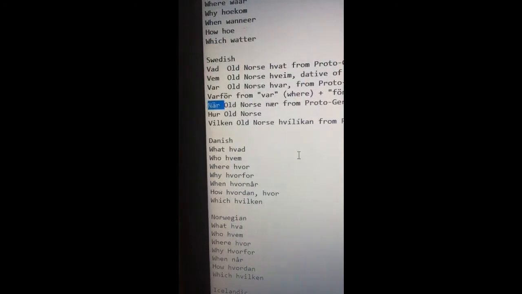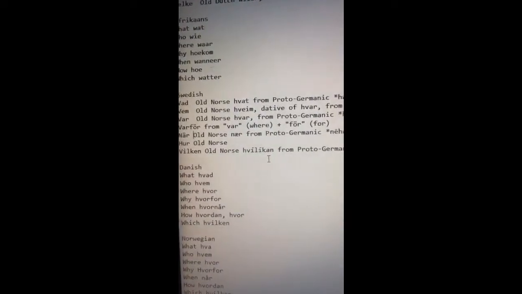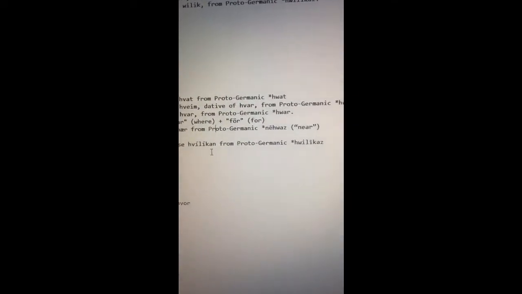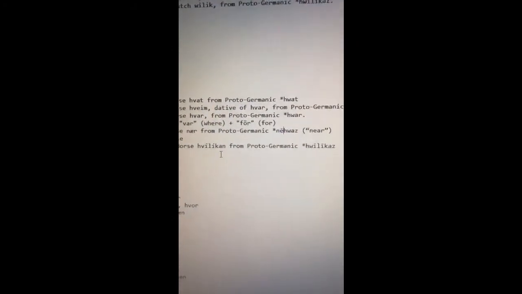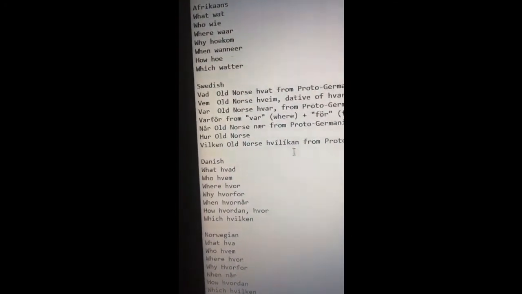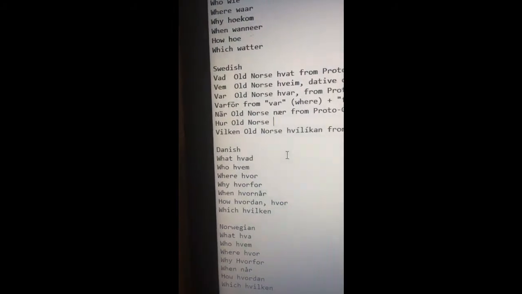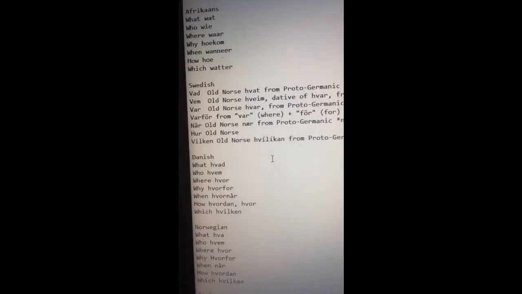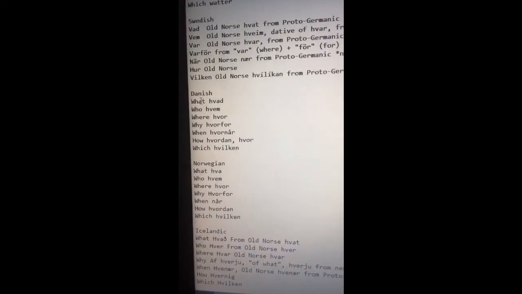And another change here is that när comes from almost när, and it comes from Proto-Germanic nechwas, which means near. So that's another kind of idiom. And I did look this up and I've failed to put it here. Hur comes from an older form in Swedish, huaru. Vilken, again, the same as Proto-Germanic huilikas. And you can see the forms in Danish and Norwegian are very similar.